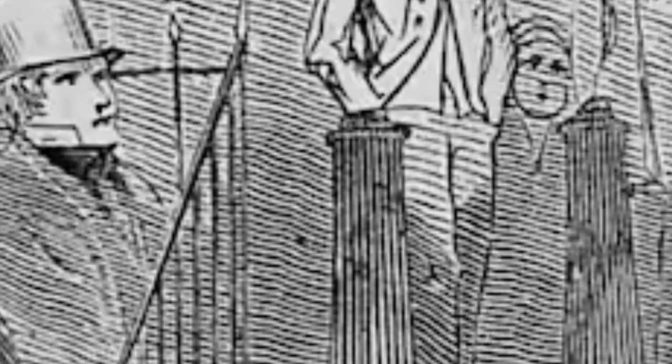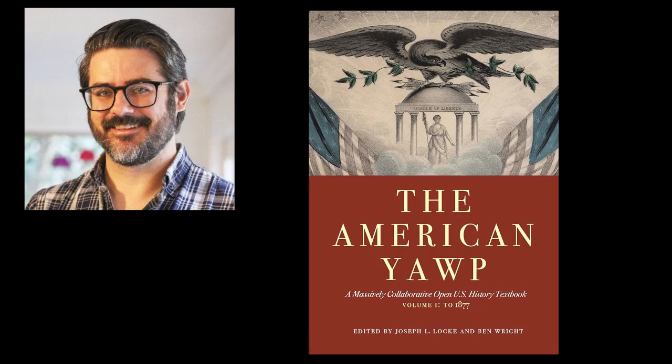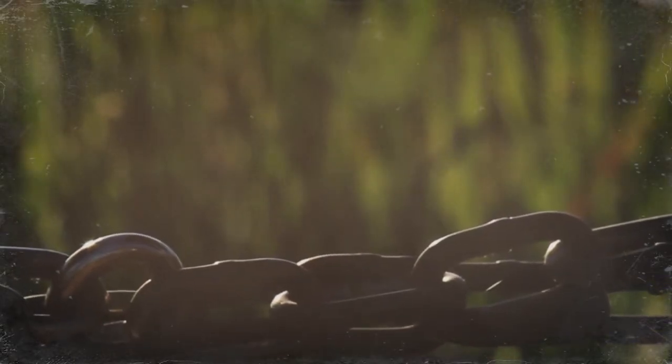In January of 1865, the first of 3 Reconstruction amendments, called the 13th Amendment, was passed by Congress. According to Joseph L. Locke, writer of open-source history book The American Yawp, the amendment legally abolished slavery, except as a punishment for crime whereof the party shall have duly convicted. Did this amendment truly hold its promise?